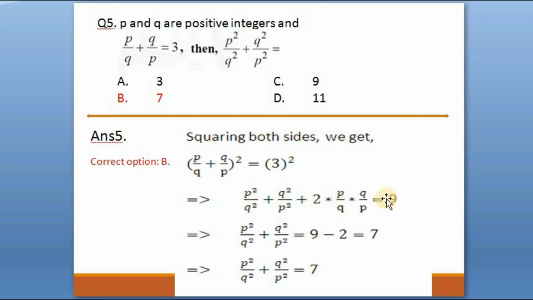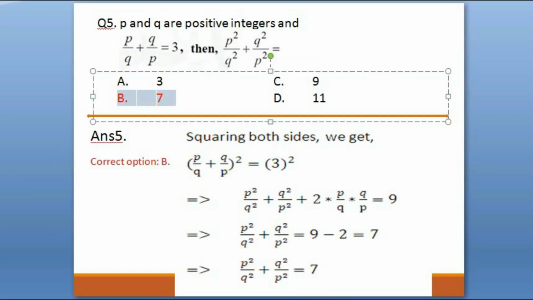So first term, that is (p/q) whole square or p²/q², plus second term q²/p², plus 2ab, that is 2 into p/q into q/p. So here p and p cancel out, q and q cancel out, right? And that is equal to 3 square, that is 9. So what is left? p²/q² plus q²/p² is equal to 9 minus 2, that is 7. So this is the value basically. So out of these given options, option B is the right answer. Okay, now let's move to the next question.